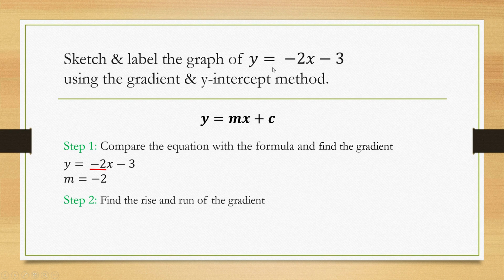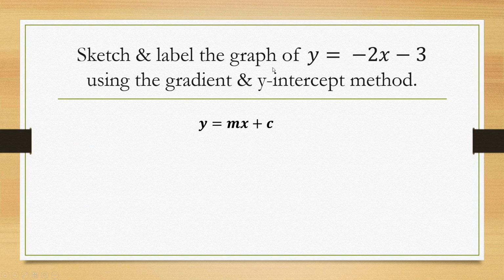Step 2 is to then find the rise and run of the gradient. When we are finding the rise and run of any gradient, we must ensure that our gradient is turned into a fraction form. For us to turn our gradient negative 2 into a fraction, we must simply add a positive 1 as its denominator. So then its rise and run would be negative 2 over 1.